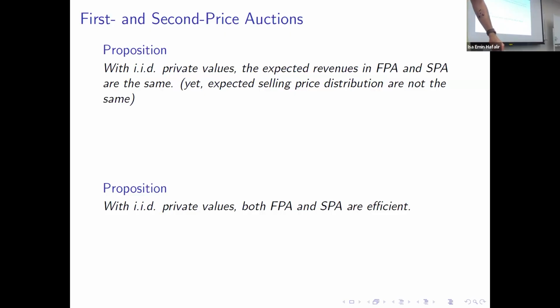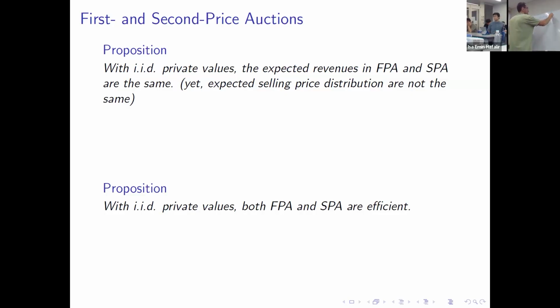Because if my value is 0.99 and your value is 0.98, then I will pay 0.98, right? Whereas in a first price auction, the highest price will be at most 0.5 because everybody is bidding half of their values, right? So if you look at the expected selling price distribution, which is actually what we calculated earlier for the second price auction, it is something like this for a second price auction, 0 to 1, whereas it is something like this for a first price auction.